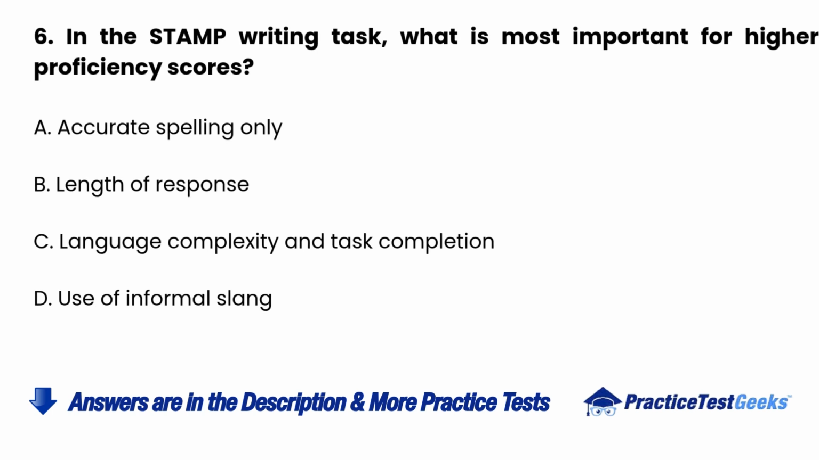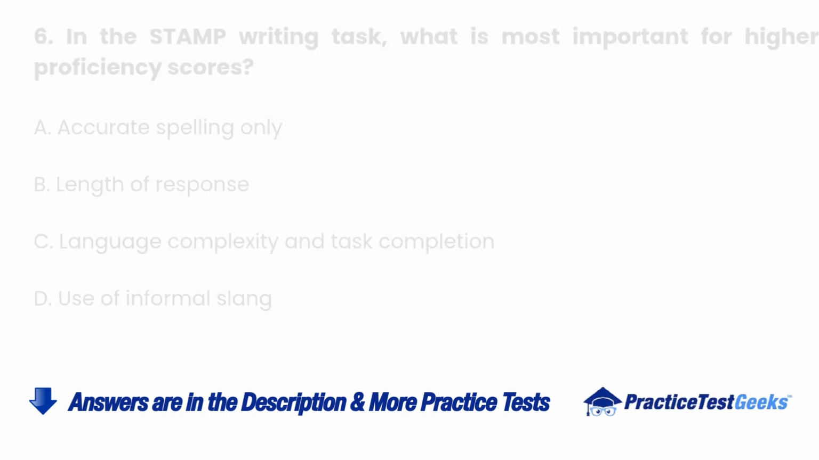6. In the STAMP writing task, what is most important for higher proficiency scores? A. Accurate spelling only. B. Length of response. C. Language complexity and task completion. D. Use of informal slang.